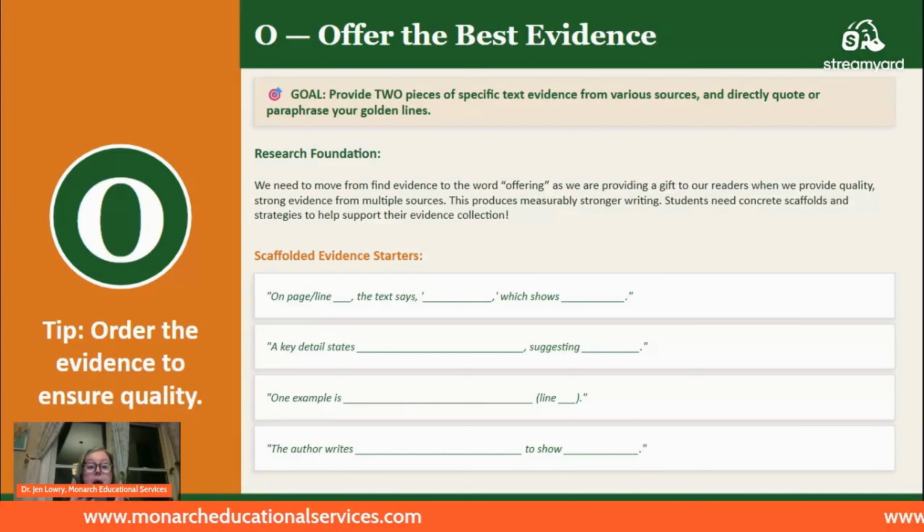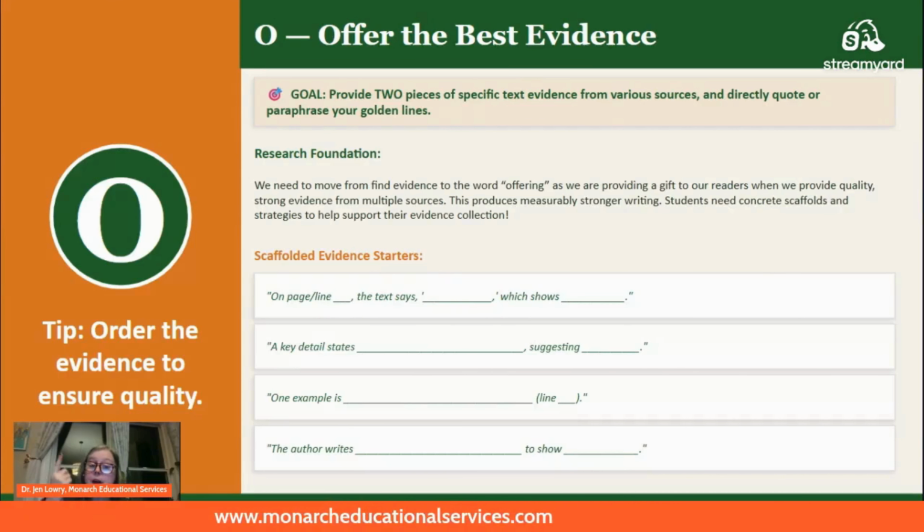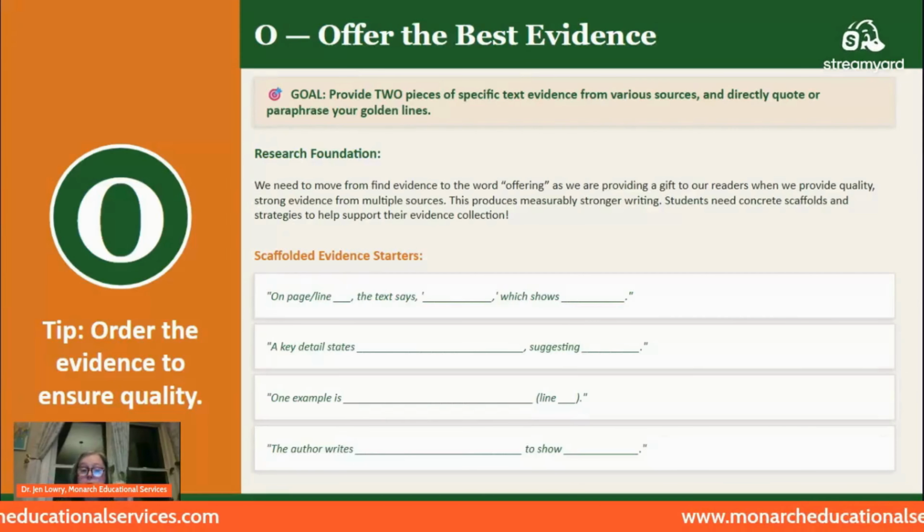So I want you guys to look at this O in a multi-layer again. So yes, the goal is going to be to provide two specific pieces of evidence. And I'm going to tell you why two is important, because you can't just kind of stick with one piece of evidence.